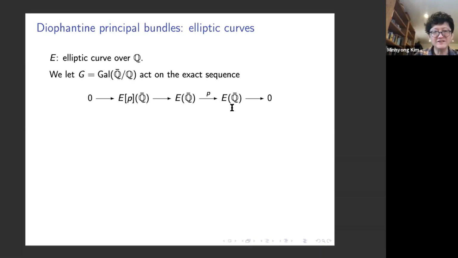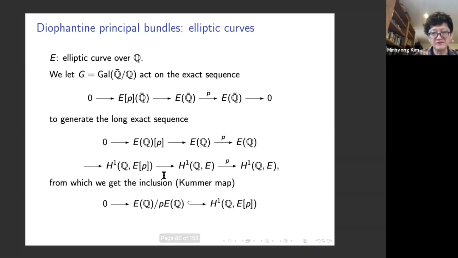Then when you act on this by the Galois group, you get this well-known long exact sequence where you replace all the Q bars by Q. Over here on the right-hand side, it's no longer surjective, so you have an H1. What we'll do is concentrate only on this portion, the connecting homomorphism part, that gives you an inclusion of the rational points mod P into this H1. This H1 is a moduli space of principal bundles for this finite group E[P], in the sense I described earlier. So here you've put rational points into principal bundles.